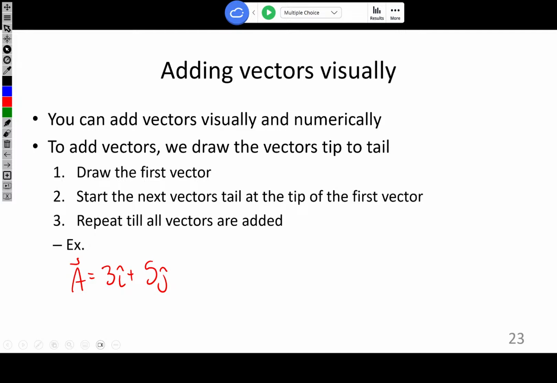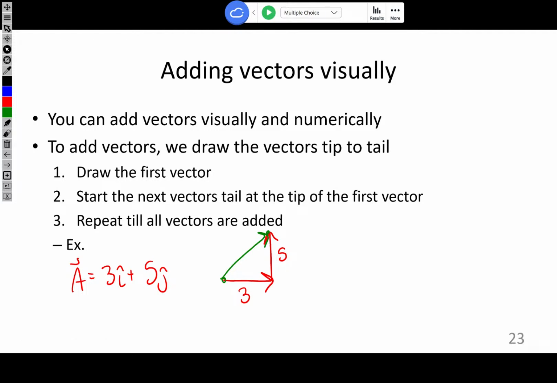Here, you're adding an x vector to a y vector. How did we do this? You draw the first vector. Great. There's my 3. Then you start the next vector where the other one ended. So we draw vector 5 pointed up. And the net result, we found the beginning, we found the end. We've been doing this entire time.